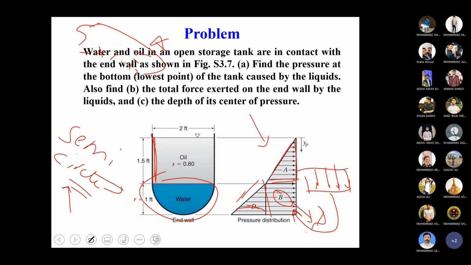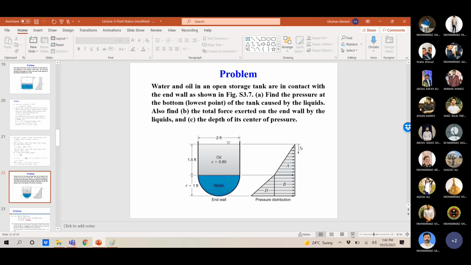Okay, so A is the pressure distribution diagram which oil is exerting on its wall. B is the pressure distribution diagram which oil is exerting on water top surface. Similarly, D is the pressure distribution diagram which the water is exerting on its end wall. So any question regarding these two figures? Any question? No sir. Yes, sir. Okay.